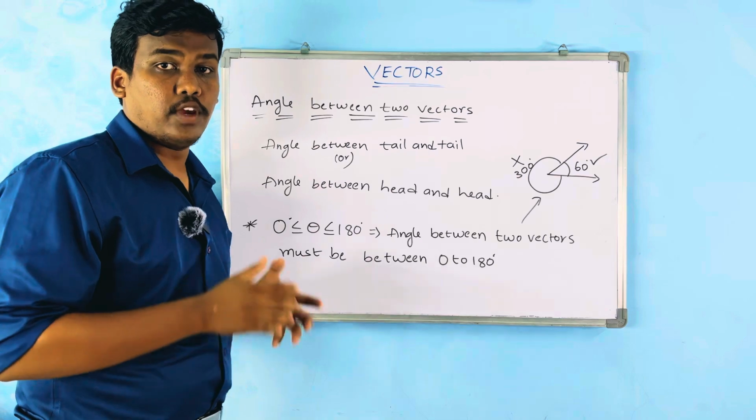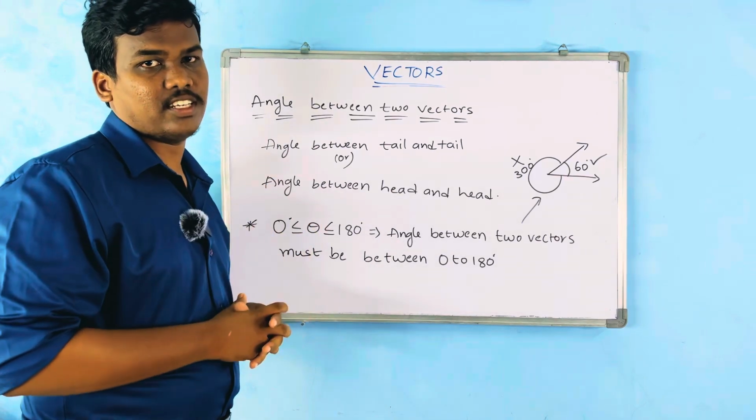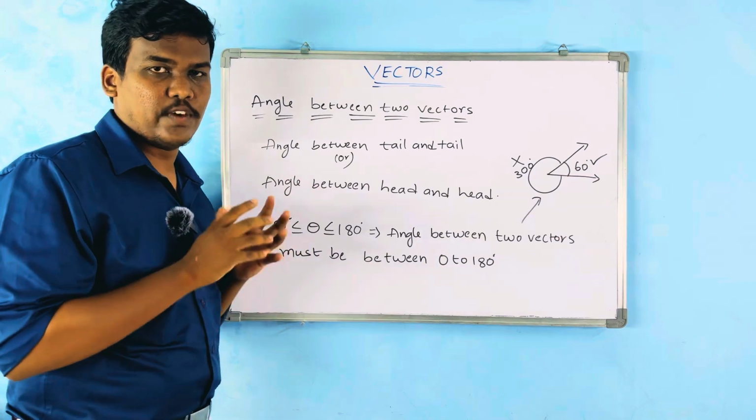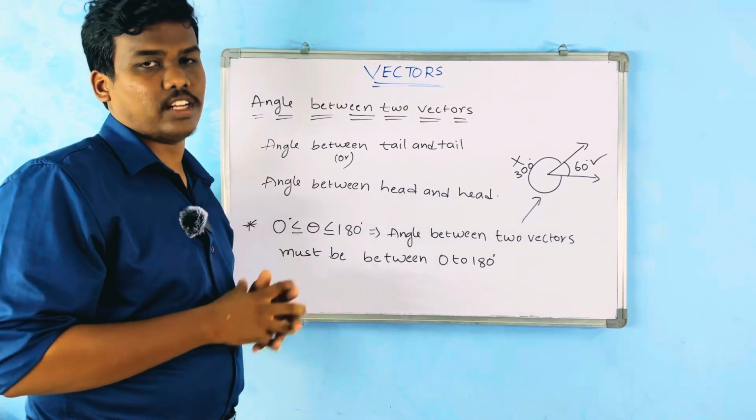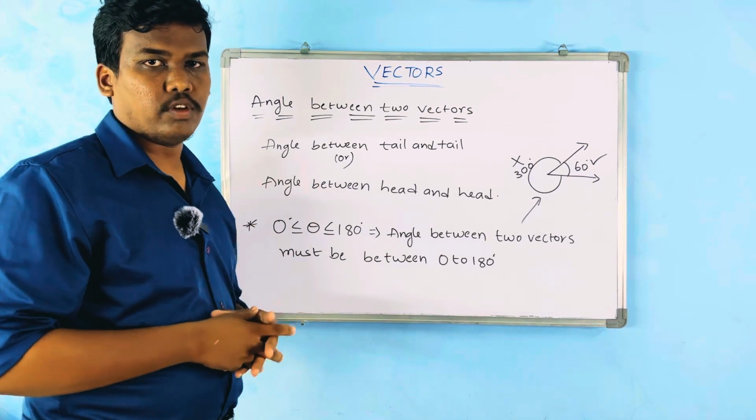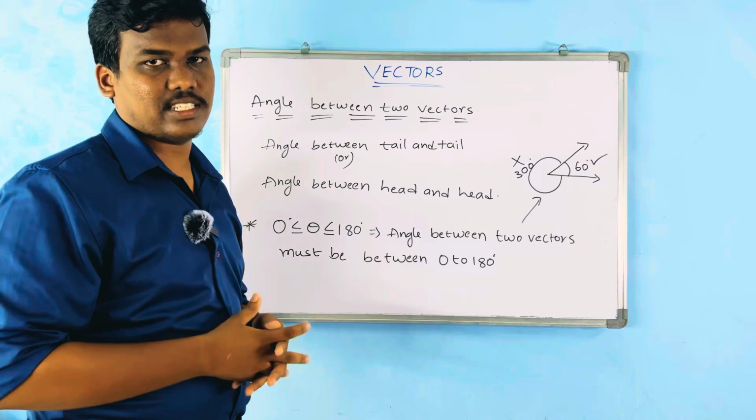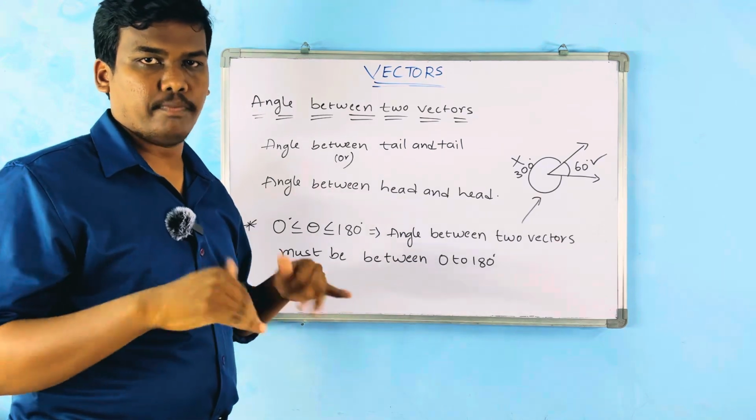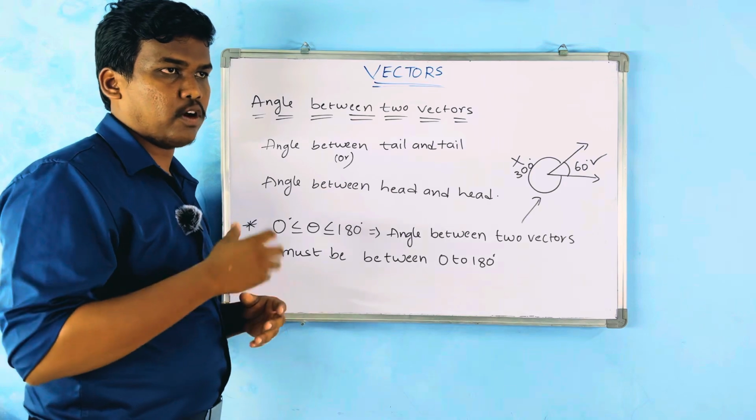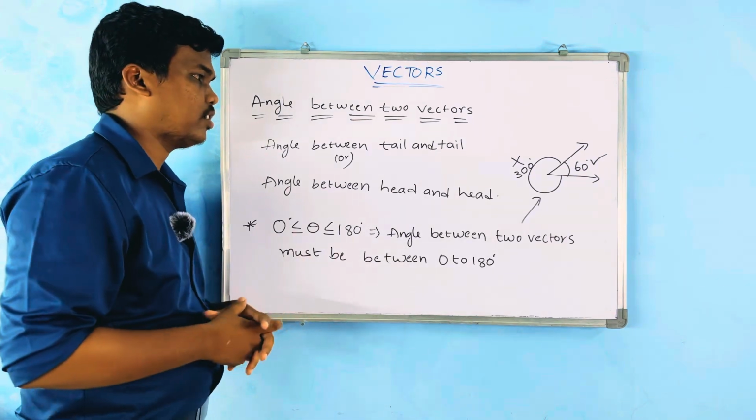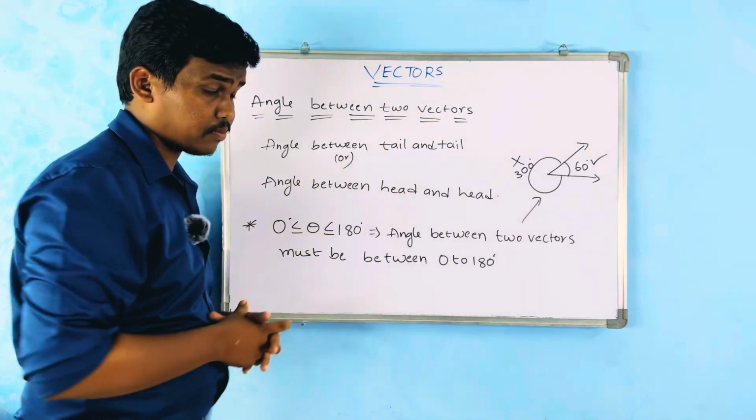Today we are going to learn about vectors. In this class we are going to learn the types of addition of vectors. Before that we will revise what we have learned before. In the previous class, before going to addition of vectors, we learned about the angle between two vectors.